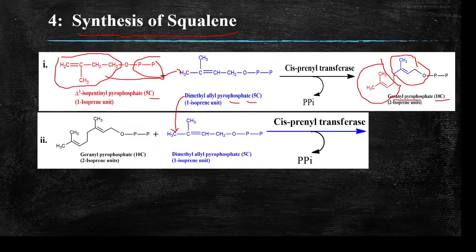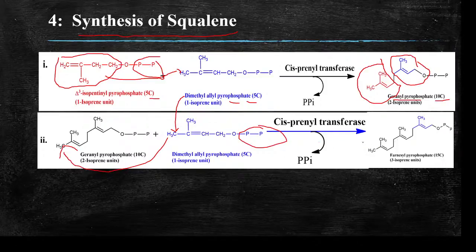So again the same reaction. This will join over here. With cis-prenyl transferase, one more PPI is removed. So this will form farnesyl pyrophosphate. It should contain a 15 carbon unit, 1, 2, 3, 4, 5, 6, 7, 8, 9 and 10 are from geranyl pyrophosphate, and this will add over here, and the dimethyl allyl phosphate is here, 1, 2, 3, 4 and 5.